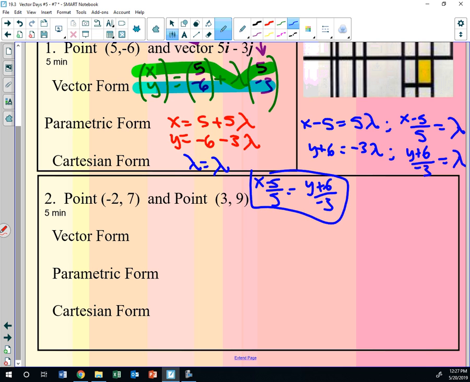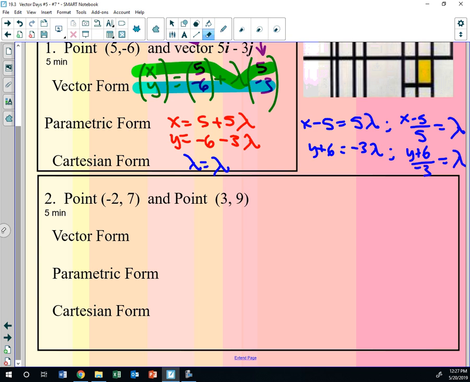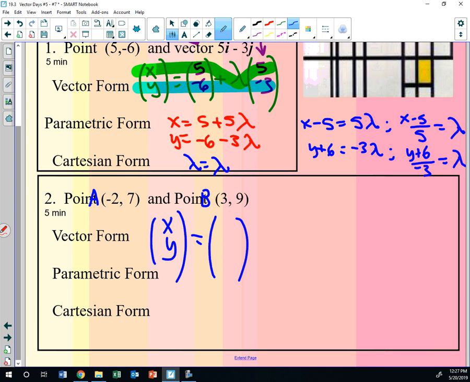This has what I call the key to the whole chapter in it. You have a point we'll call A, negative 2, 7, and a point B we'll call 3, 9. For vector form, we still do the xy. We're going to put in a point, and which is your favorite point, A or B? Good, 3, 9. Either one will work. And then we go lambda direction.